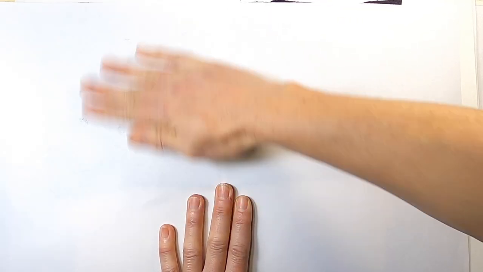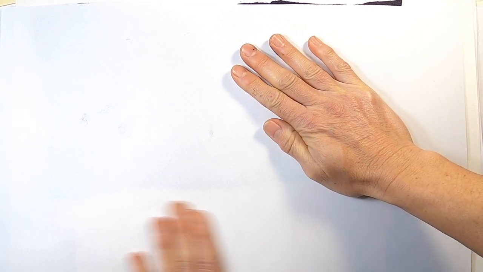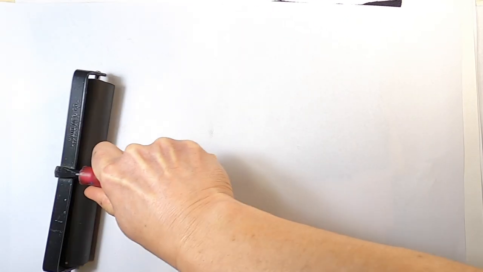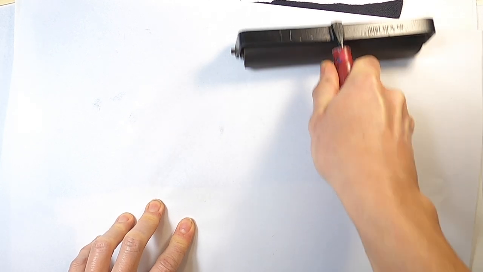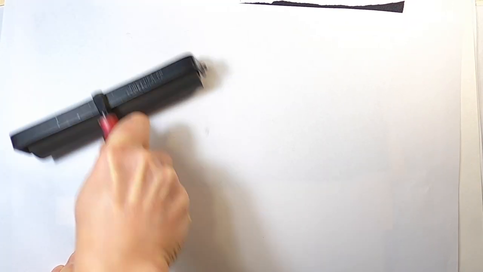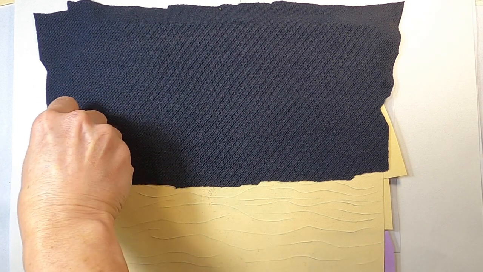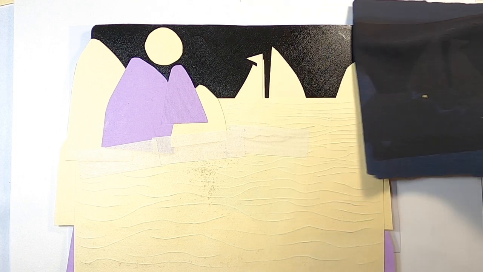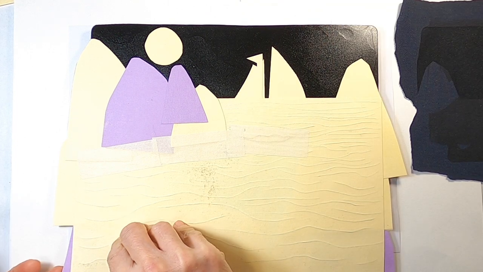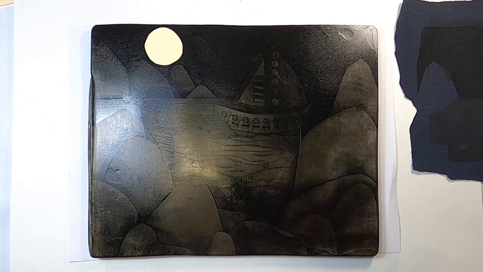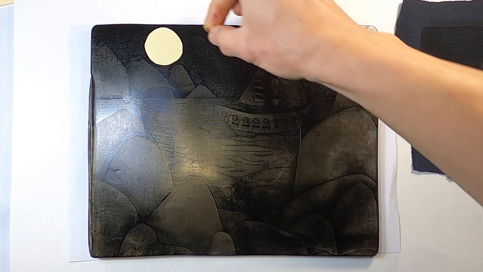You need to press quite firmly. The idea here is that you want the card plate to pick up the ink off the jelly plate and leave an impression in the ink. Now you need to remove everything from the jelly plate. And you can already see the impression that's left in the plate.